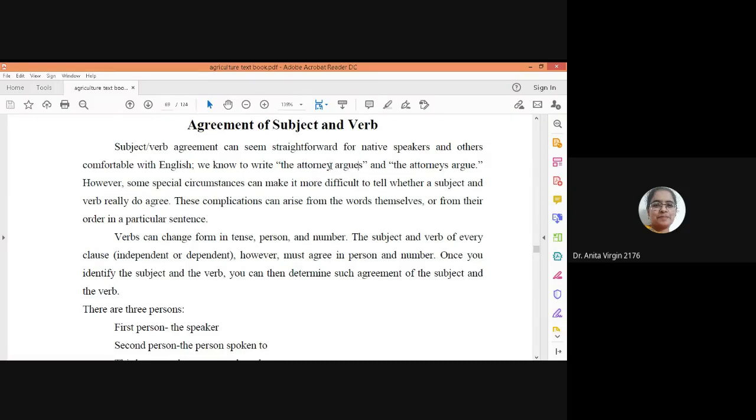You can see that when it is singular, you are adding s to it. When it is plural, attorneys is plural now. If it is plural, then you say argue. So this is how the verb agrees with the subject.